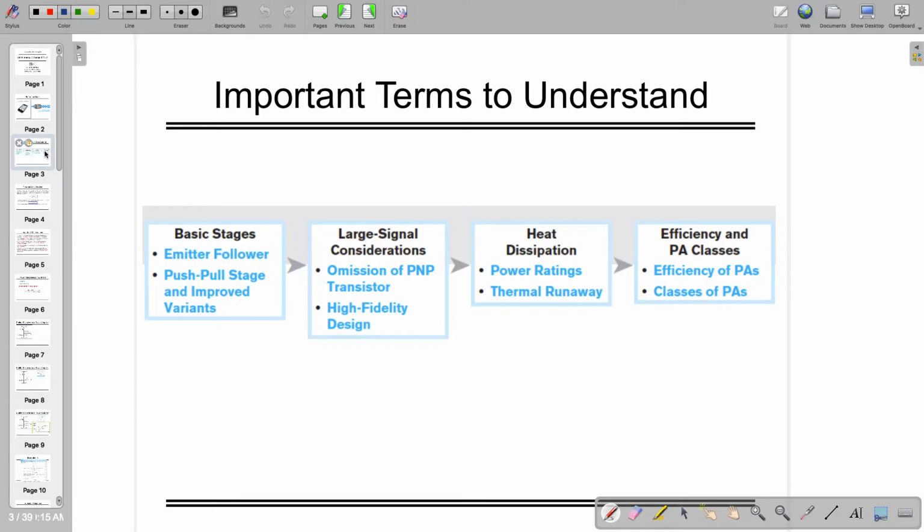The next part is that it's not only the small signal but the large signal which is playing a role over here, because we want to have a very large swing. In that case, you have to see whether the omission of the PNP transistor is possible or not. Then high fidelity design, all these things have to be taken into account. On top of that, the requirement of the output buffer or the power amplifier is that it needs lots of current to be drawn, and having a low impedance at the output.